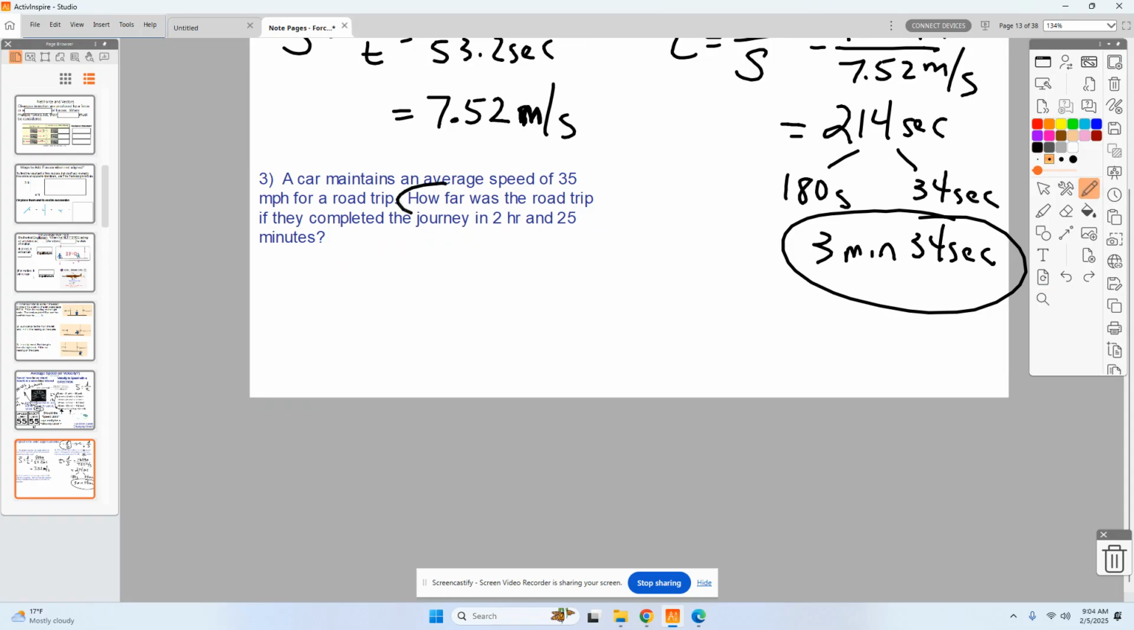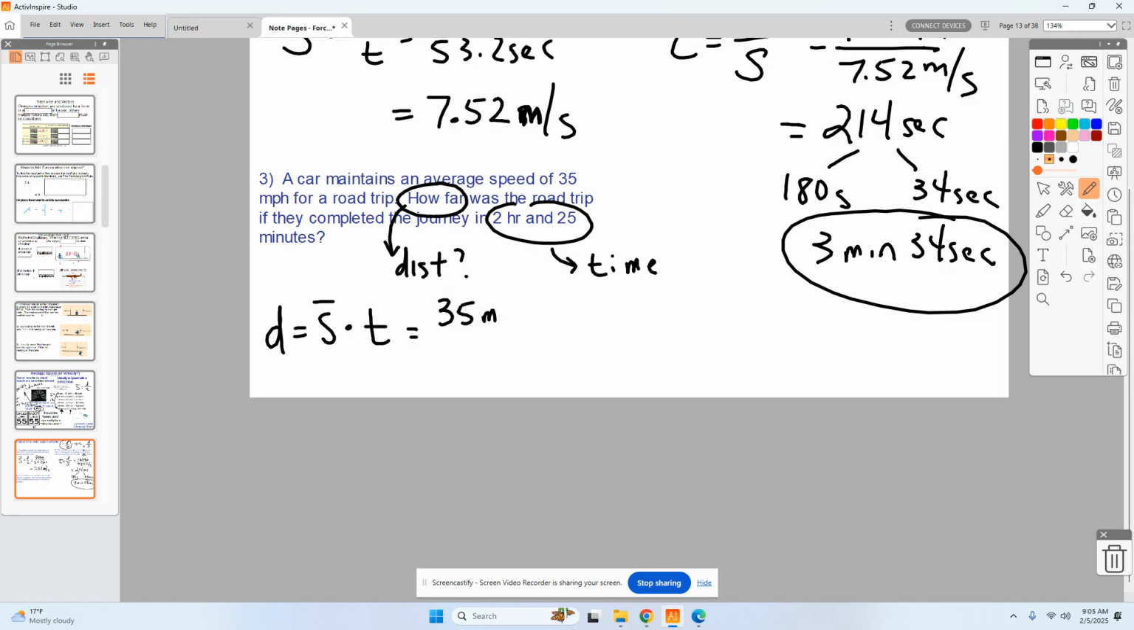Okay, so I'm going to again show you how you would use these equations. This one's asking for how far. That's a distance value. Distance is this. This is a time value. So I'm going to go ahead and solve this for distance. Distance would be speed times time. The speed is 35 miles per hour, sometimes 70, sometimes 10, but the average is 35. Okay, I'm going to write that as a rate, miles per hour.